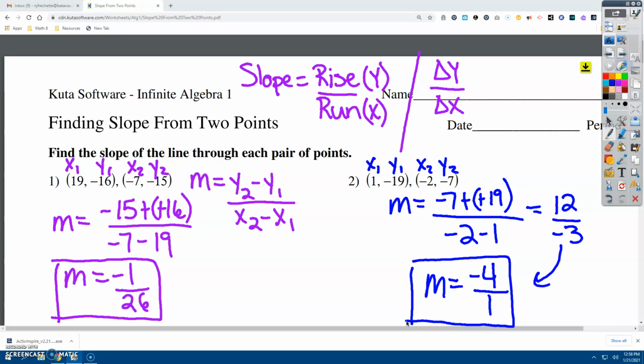So that is our review today for finding slope given 2 points using the slope formula y2 minus y1 over x2 minus x1. So make sure you watch this video.